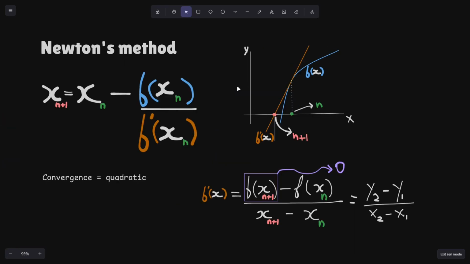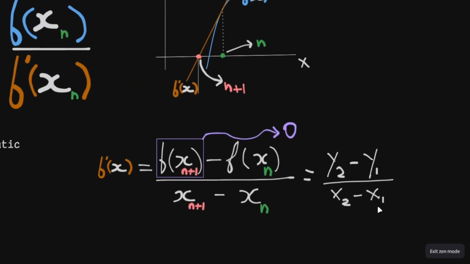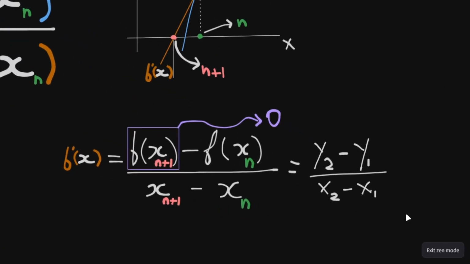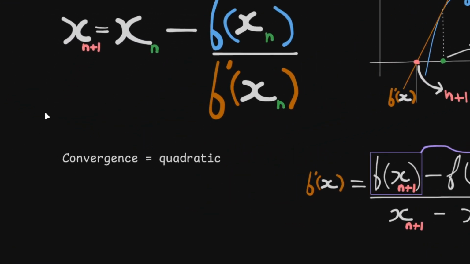Now programmatically, this can be implemented by this method. And how did we find this? From the simple slope equation. We know that the equation of the slope is y2 minus y1 by x2 minus x1, right? So we just plug in these values that we find here and we set this f of x n plus 1 to 0 and then we rearrange these values and we get this equation. Now why do we use this method? Because the convergence rate of this method is quadratic.